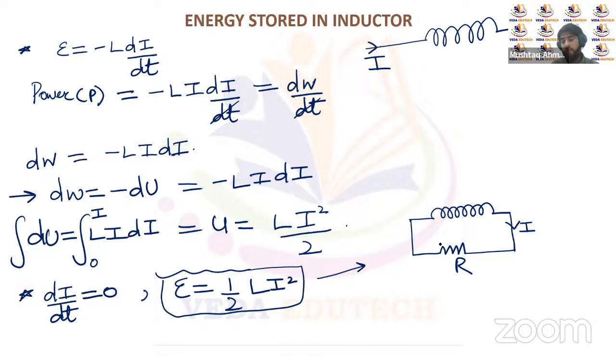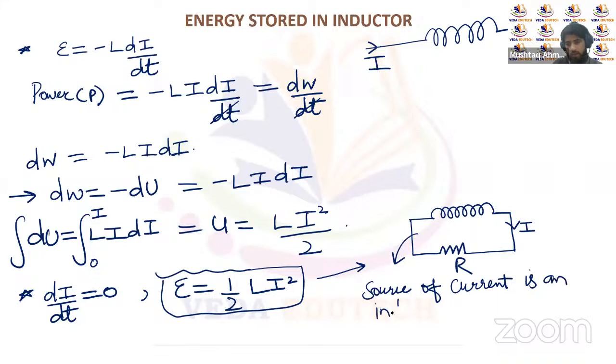Now the current in this circuit will be because of the inductor, because of the energy stored in this inductor. So energy will be dissipated. The source of current is an inductor in this circuit, and energy will be dissipated continuously till the total energy becomes zero for this circuit, right? The source of current is an inductor for this circuit.